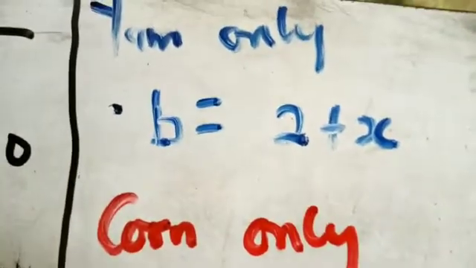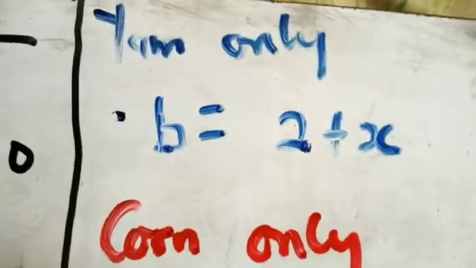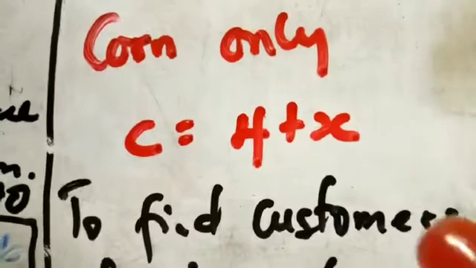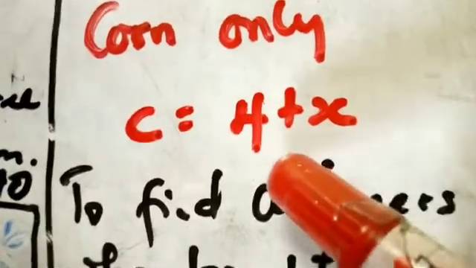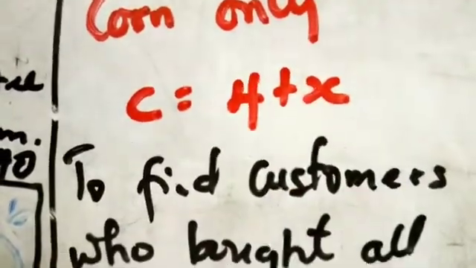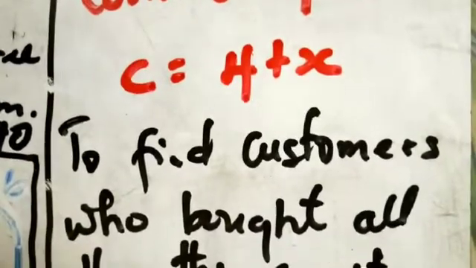If you have some problems in calculating this, just let me know by comment. All right, so the same applies to the third one. For the corn only, you also have 4 plus x, right? So 4 plus x.